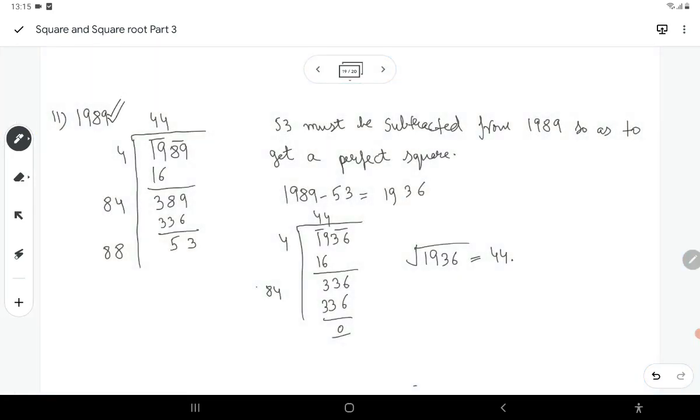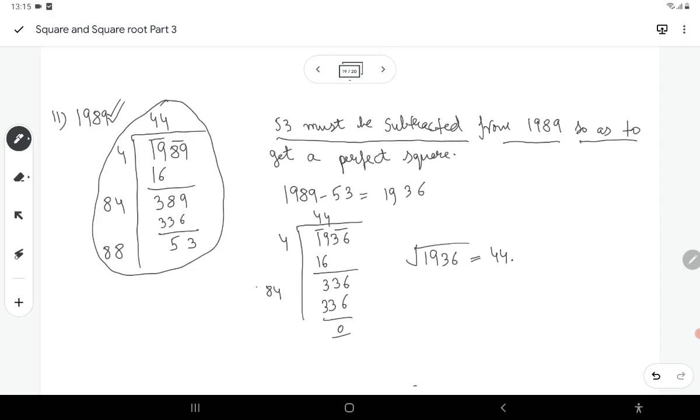Next part says 1989. So on finding the square root of 1989, we get finally the remainder as 53. So 53 must be subtracted from 1989 so as to get a perfect square.